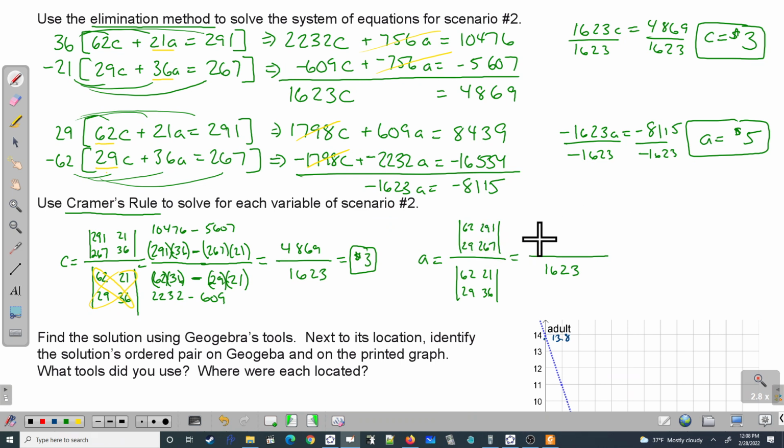Your calculations, and I'm going to work these out one more time only because these are new calculations, so 62 times 267 minus 29 times 291 should get you the same answers as 16,554 minus 8,439. So you'll see that these are positive and negative in a different order, but it's not a big deal. In the end, you still get 8115, mine just happens to be positive, over 1623, which happens to be positive, which happens to be $5.